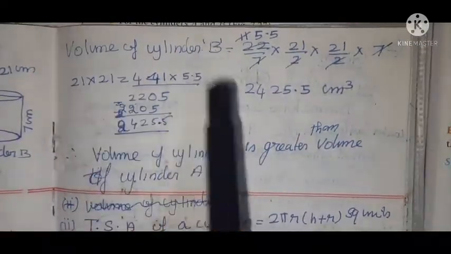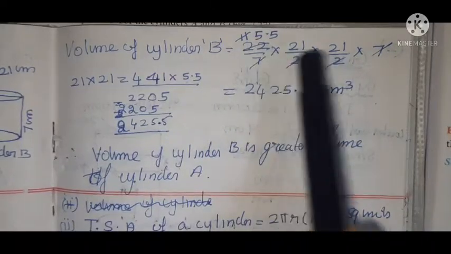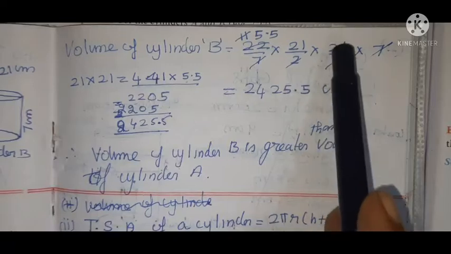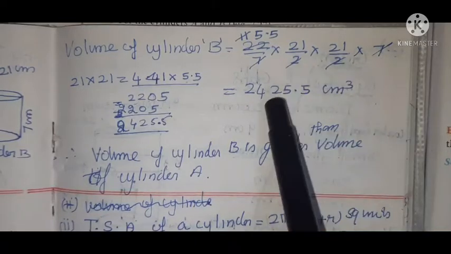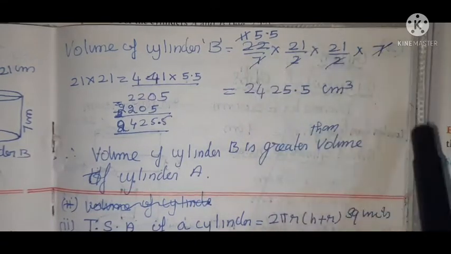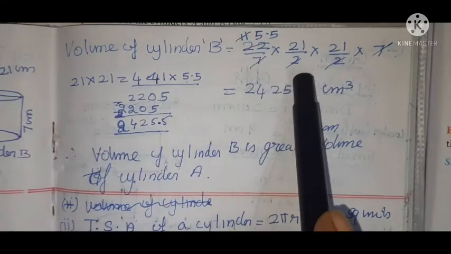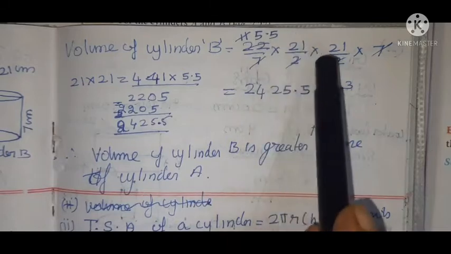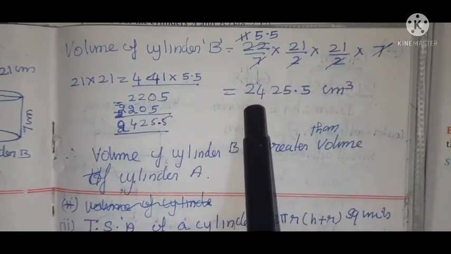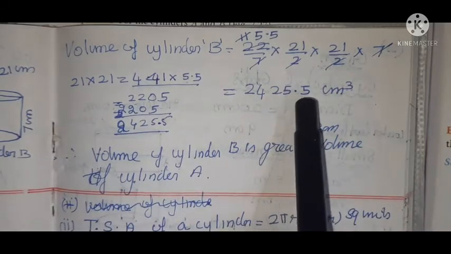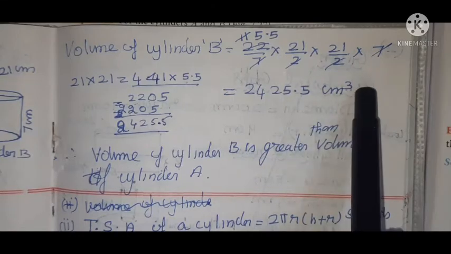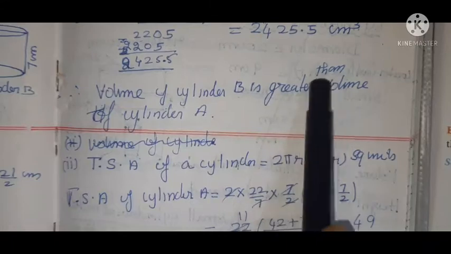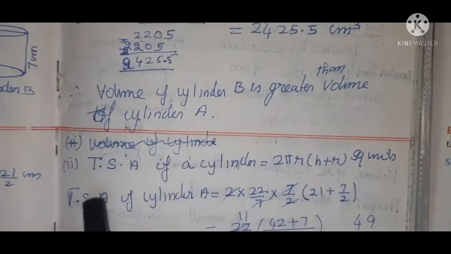Volume of the cylinder B is 22/7 into 21/2 into 21/2 into h, which is 7. 7 cancel. 22 divided by 2, we get 11. 11 divided by 2, we get 5.5. 5.5 into 21 into 21, we get 2425.5 centimeter cube. Therefore, volume of the cylinder B is greater than volume of the cylinder A.